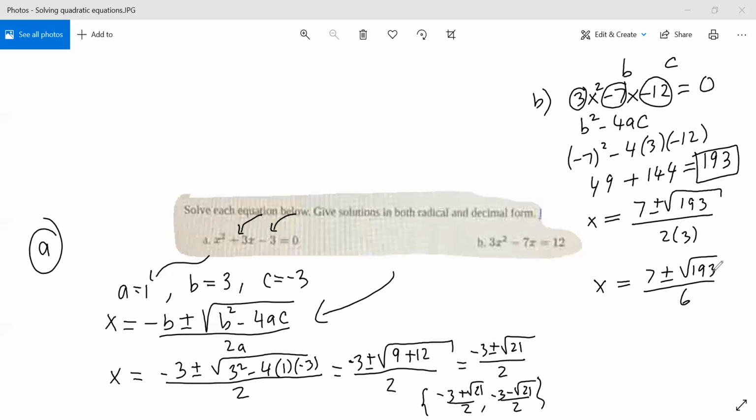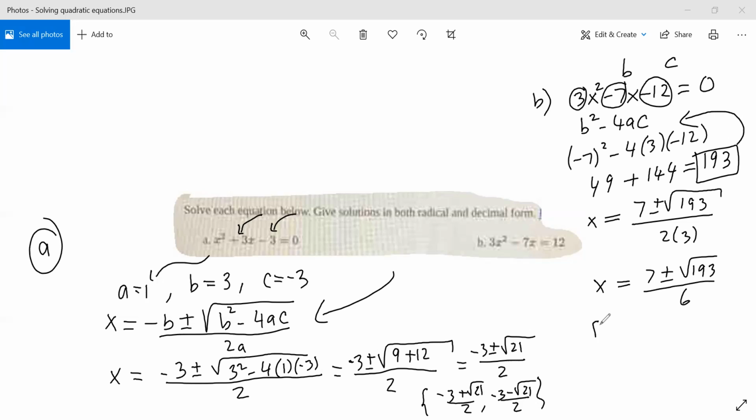Now, this might be simplified, the square root of 193, but I have to figure out the factors. Remember, 193 was computed from these three numbers. So 3 times 12 is 36, and you multiply by 4, so that's 144, plus 49. So this number is not factorable. Therefore, we'll just leave it like this.